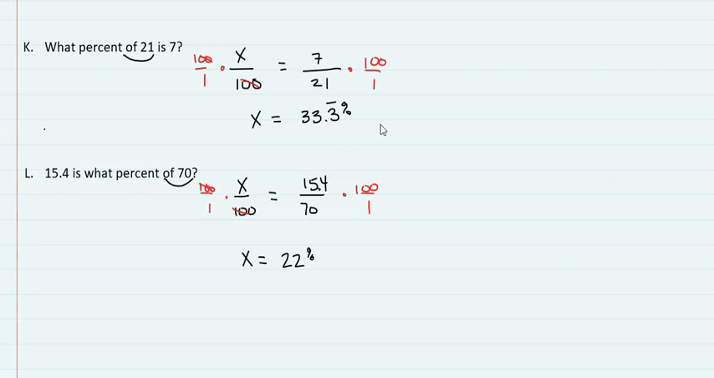So doing these problems just like I did the last two, you've got x over 100 because it's the percent that you're looking for, and the whole is the of 21, so 21 is the whole, 7 is the part. Multiply both sides times 100, and you should get 33.3 repeating percent. And again, the of tells us what the whole is, and we get 15.4 of 70. We want to know the percent. So you get 22%.